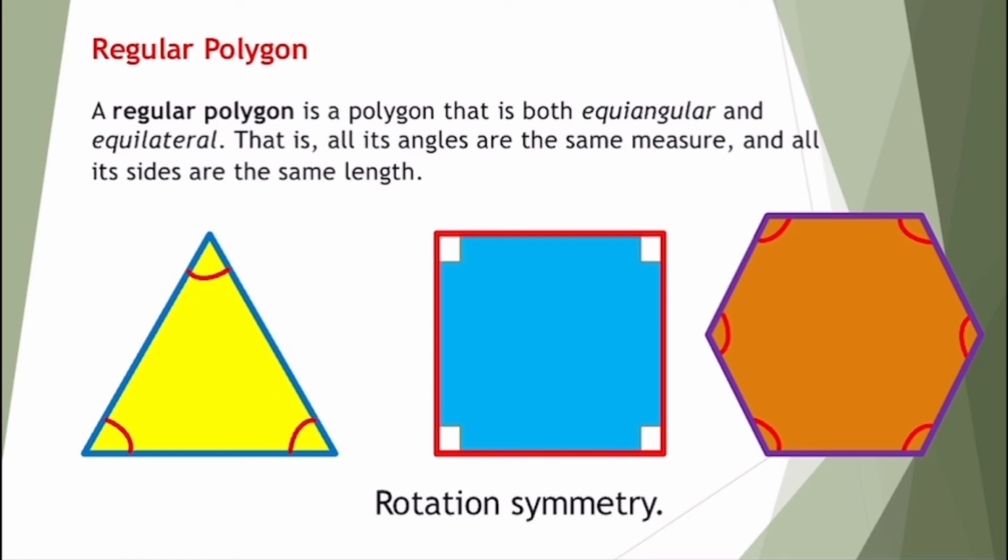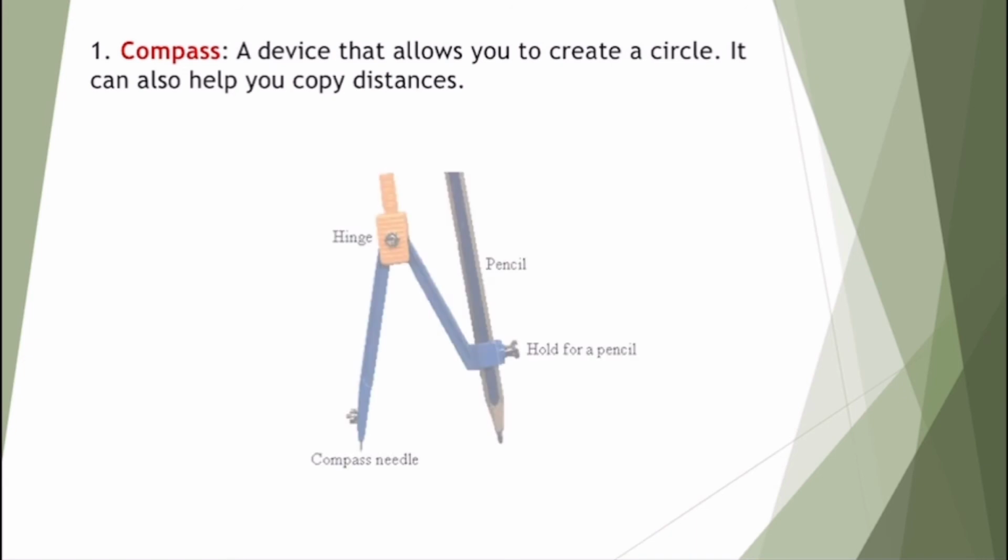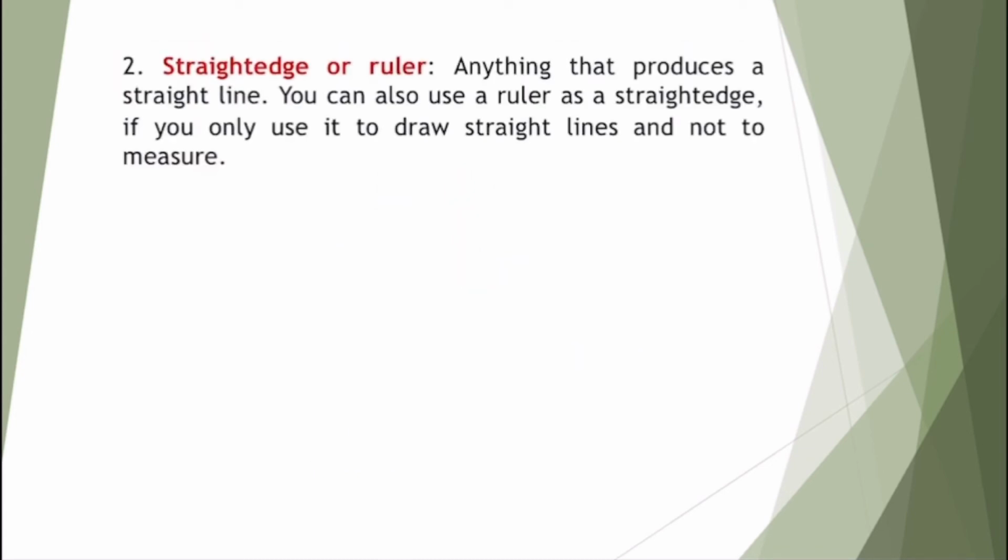Constructions are a step-by-step procedure used to create precise geometric figures. To create a construction by hand, there are a few tools that you can use. The first one is a compass. It is a device that allows you to create a circle. It can also help you copy distances. Next, we have the straight edge or ruler.